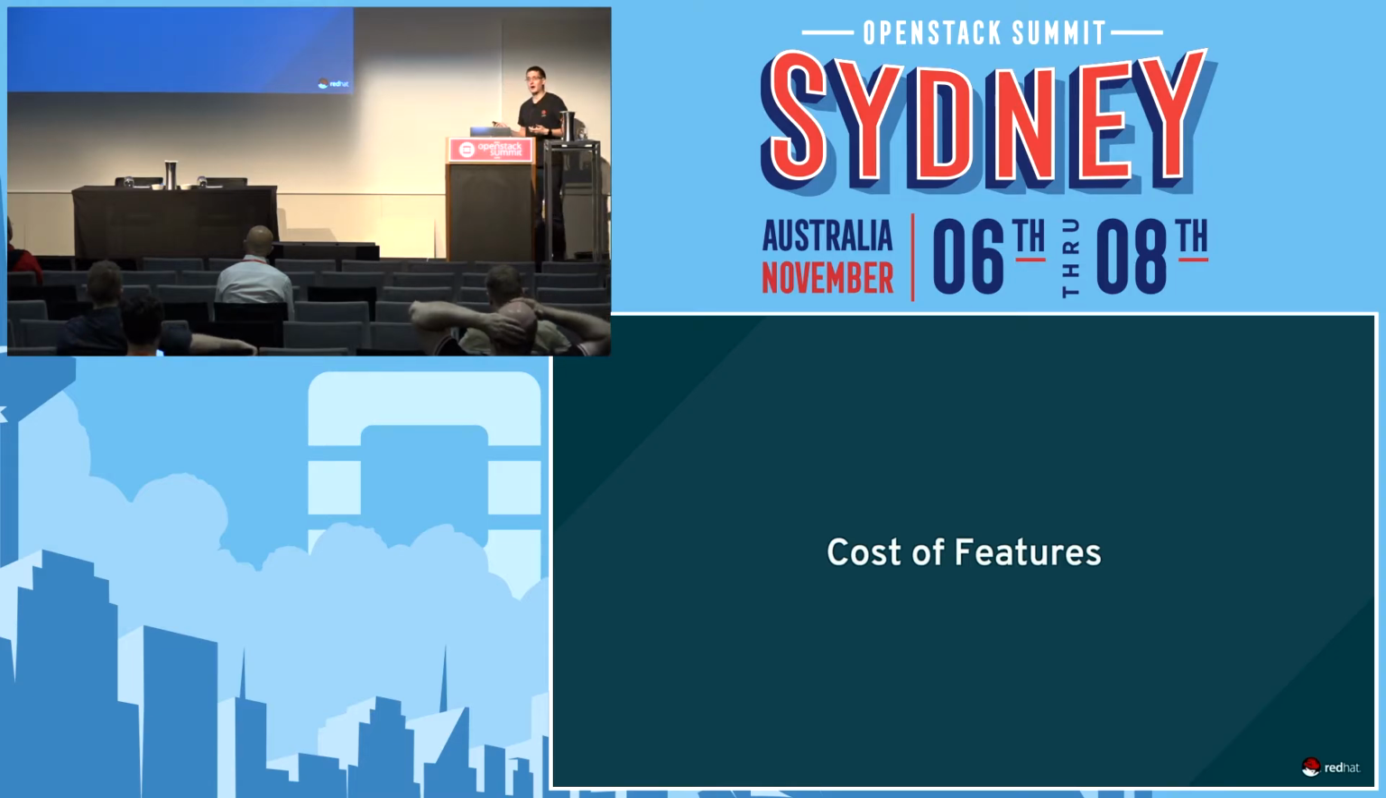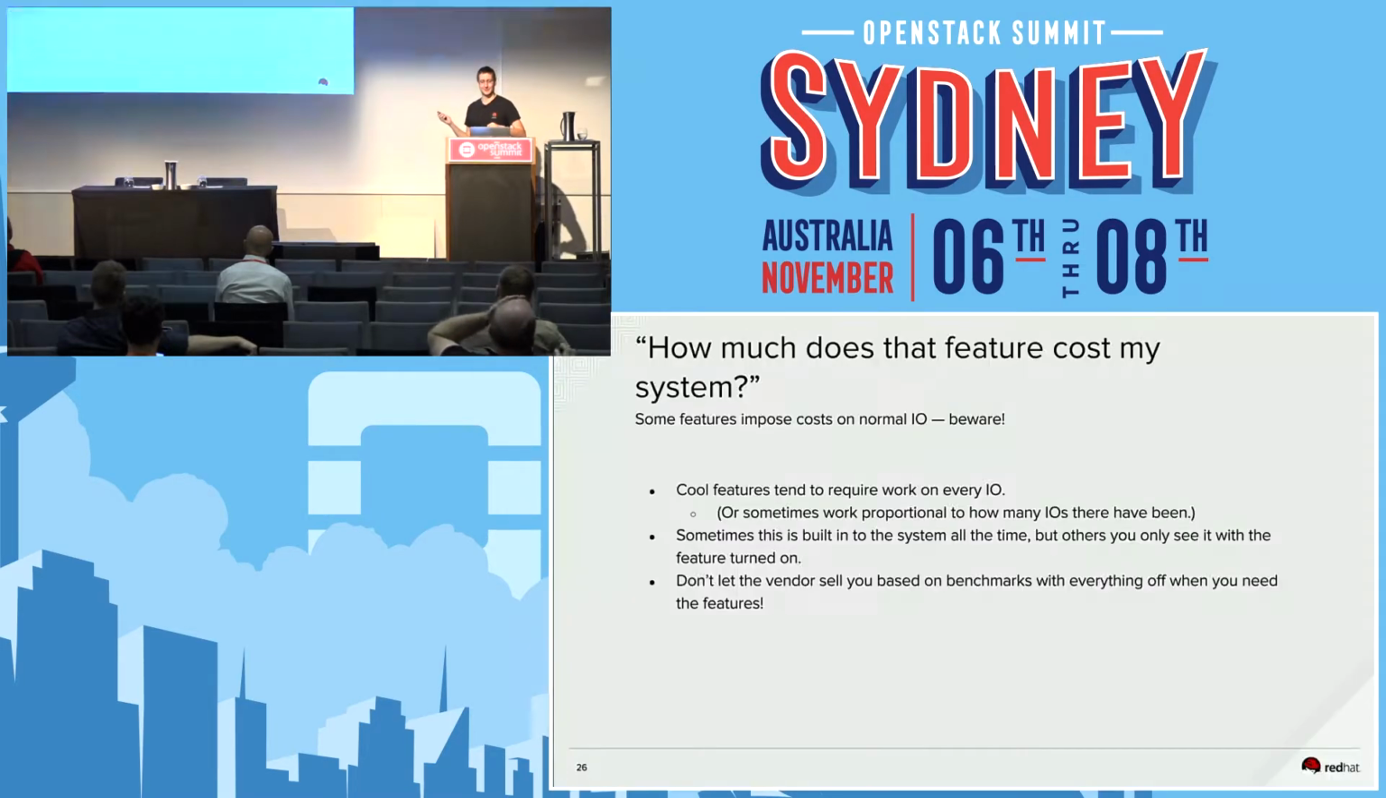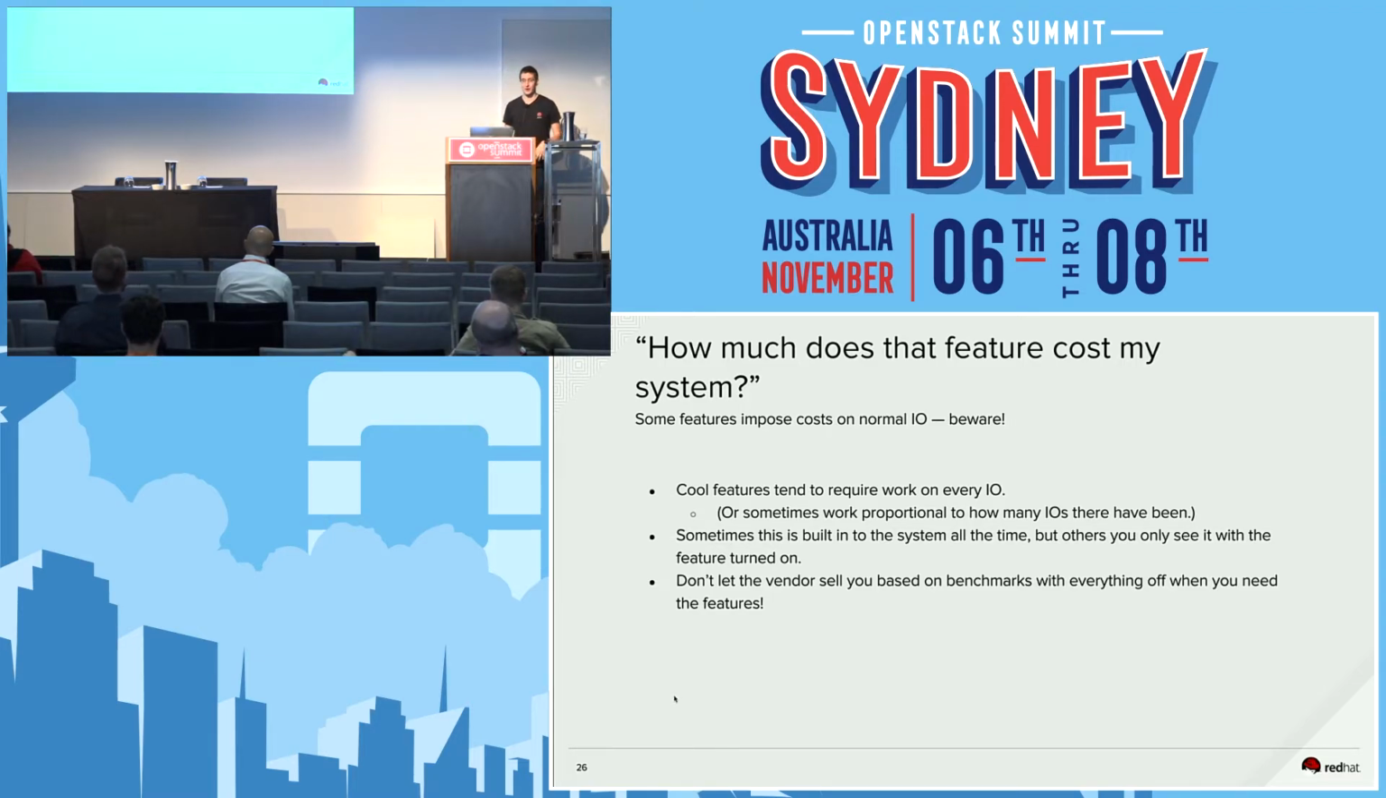So that brings us to the cost of enabling features in your storage system. Many features impose some amount of overhead I/O when you turn them on. The coolest ones often require work on every I/O once you turn them on. And sometimes that work is being done by the system whether you're using the feature or not. And sometimes once you turn on the feature, then your performance drops by 30%. And so it's important when discussing features to find out how those costs work.